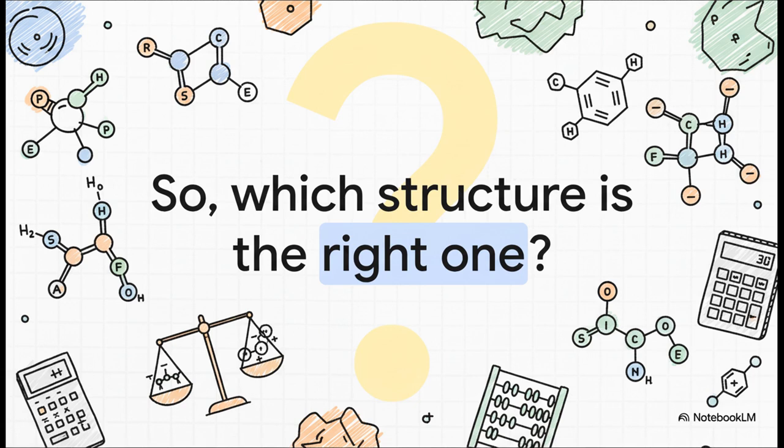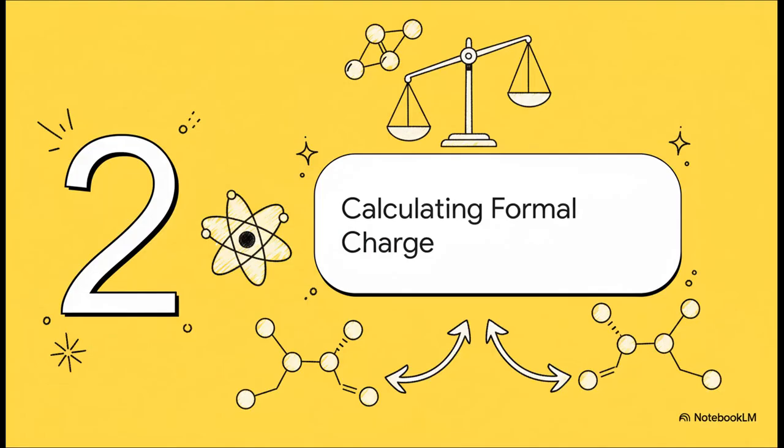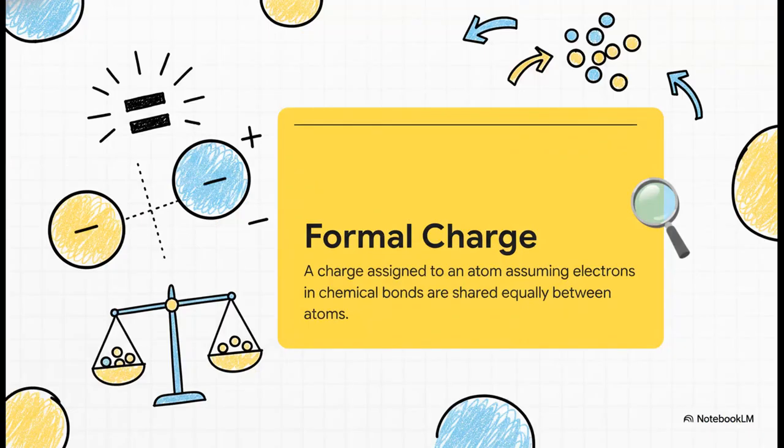Well, to do that, we need a special kind of tool, a way to do a little electron auditing. And that tool, my friends, is called formal charge. It is absolutely key for being the tiebreaker between all those competing Lewis structures. Okay, so what is formal charge? The best way to think about it is like a bookkeeping system for electrons. It's a pretend charge we give to each atom, and to figure it out, we make one big assumption, that any electrons in a bond are shared perfectly, 50-50, between the two atoms.